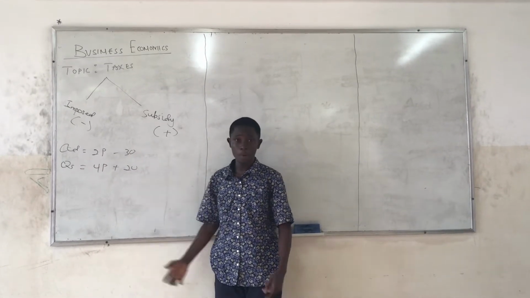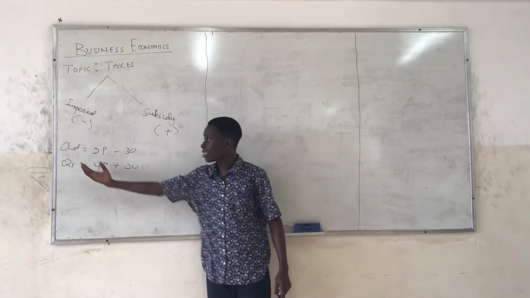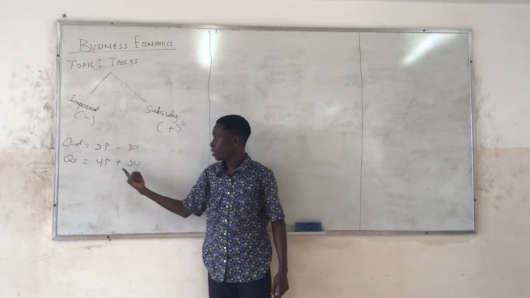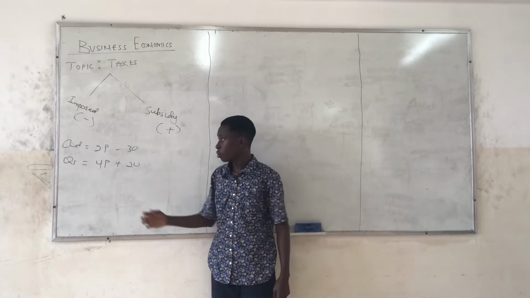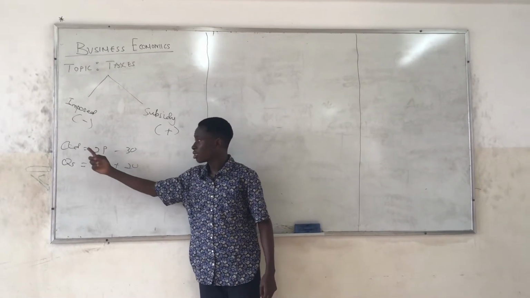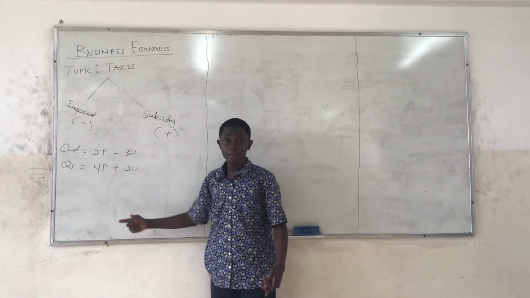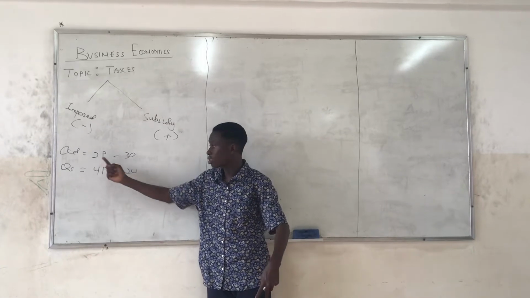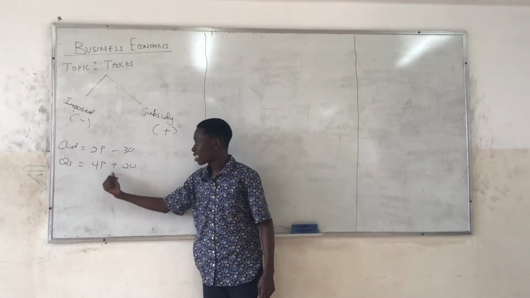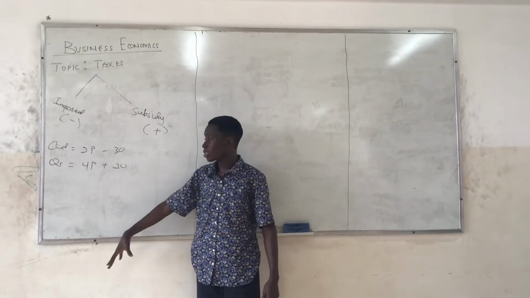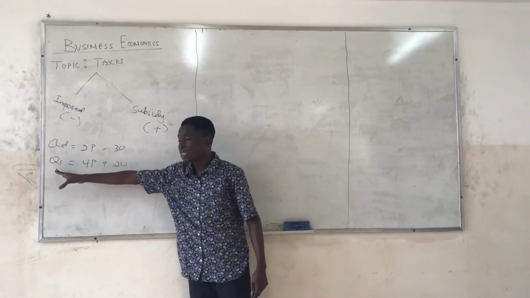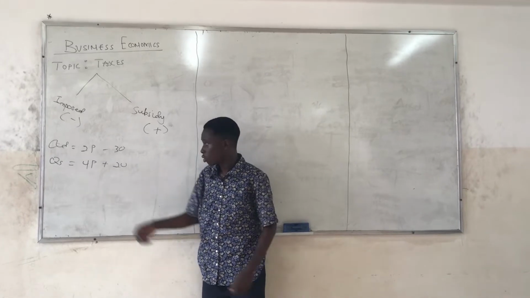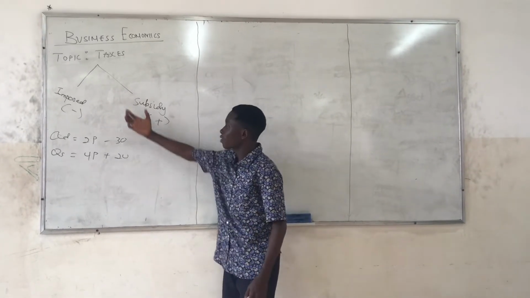Someone might ask, why do that with the demand function, this side is minus, but the supply function, this side is plus? It's just simple. This side is minus because demand has a negative relationship between quantity demanded and price of that commodity. With supply, this side is positive because supply has a positive relationship between quantity supplied of a commodity and price of that commodity.